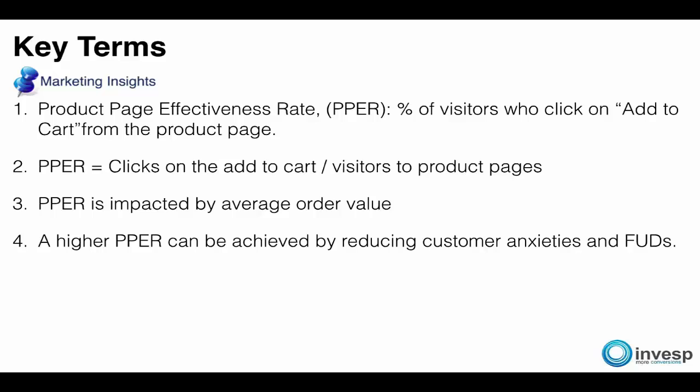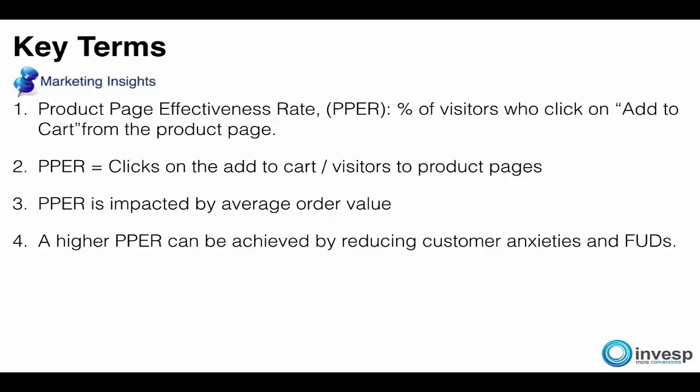Some key terms over here, I'll throw it to Ayat. Some key terms that you should be aware of are the product page effectiveness rate, or the PPER. It's a percentage of visitors who click on add to cart from the product page. The PPER, clicks on the add to cart, it's basically what it equals is the clicks on the add to cart divided by the visitors to the product pages.